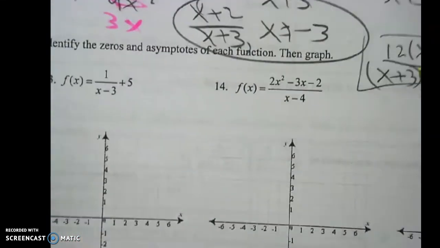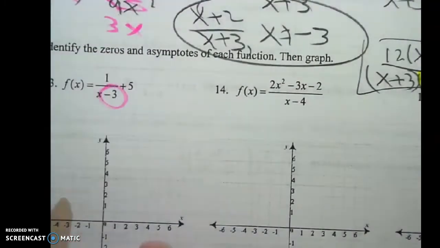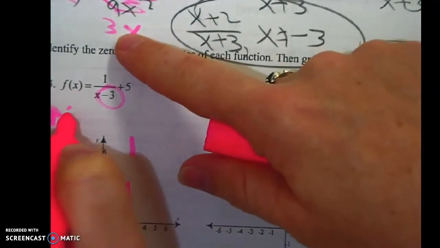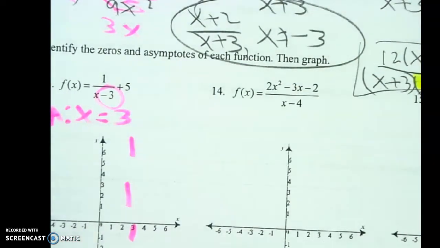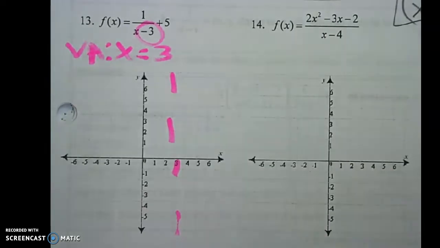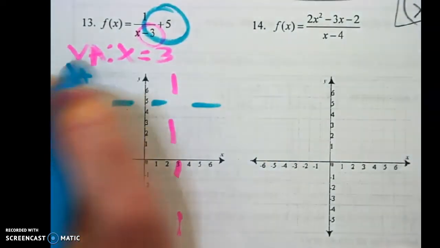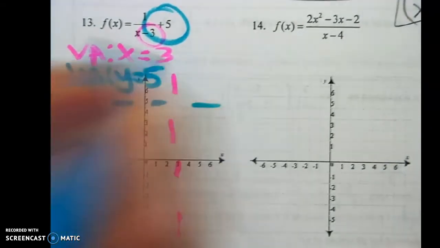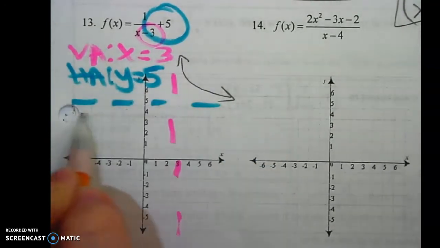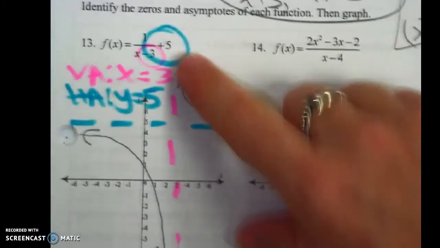All right, let's get into some graphing. So remember, this means I'm going to go right 3, vertical asymptote. So my VA is x equals 3. My HA is 5. So my HA is y equals 5. Top right. Bottom left.